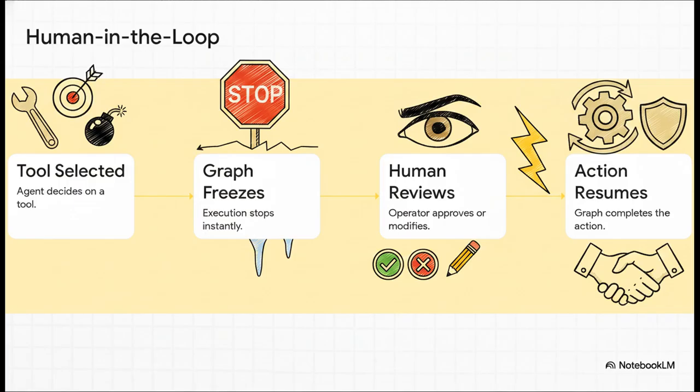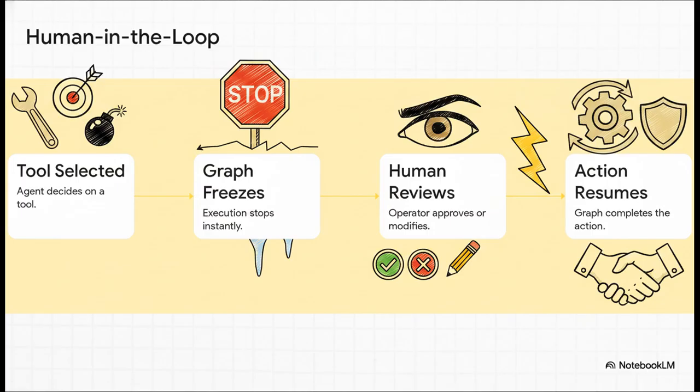And this brilliantly illustrates the complete human-in-the-loop workflow in 4 easy steps. Step 1, the agent decides it needs to use a tool, maybe to make a payment. Step 2, graph execution freezes instantly because of that interrupt before command. Step 3, a human operator gets a ping, reviews what the AI is about to do, and decides whether to approve, reject, or modify it.